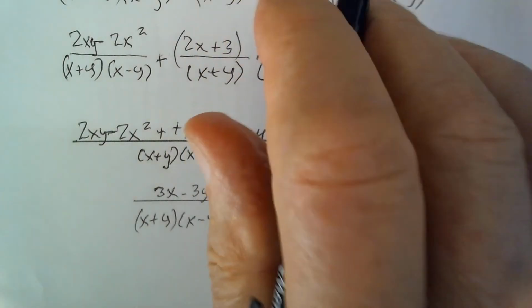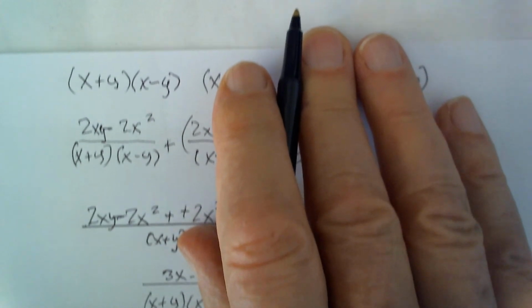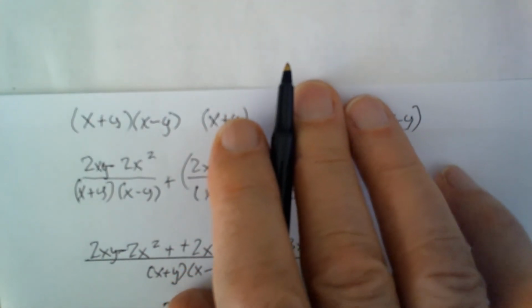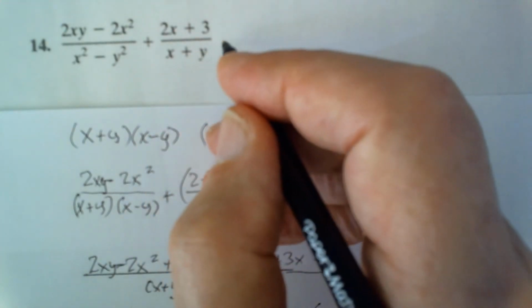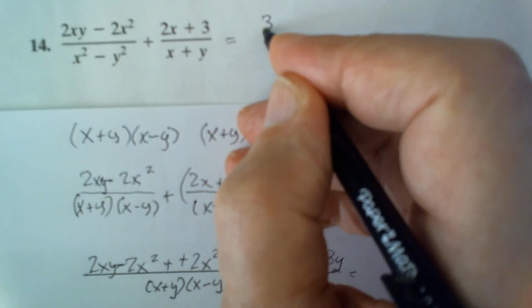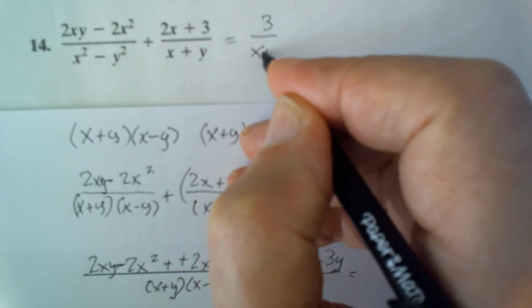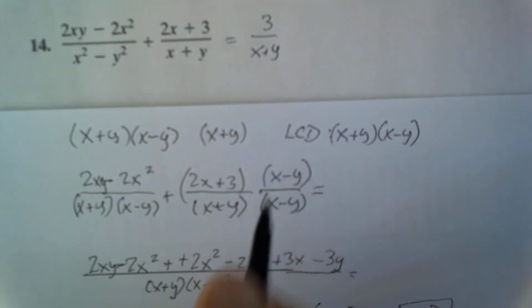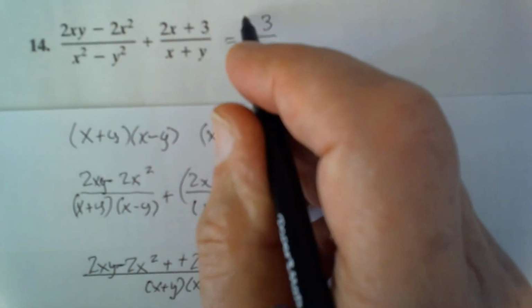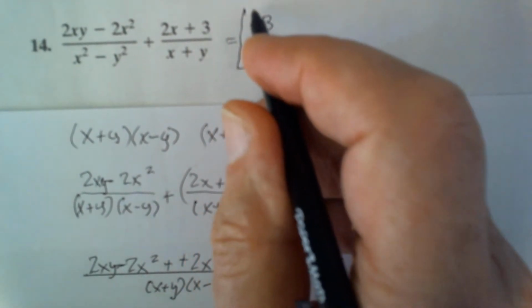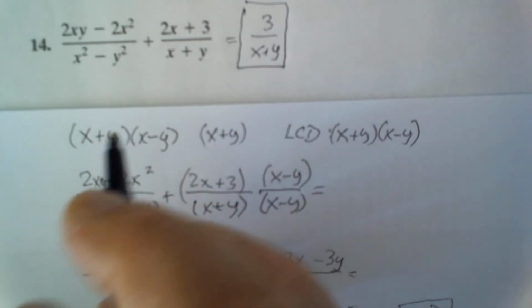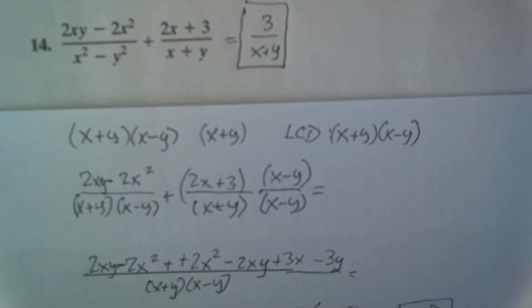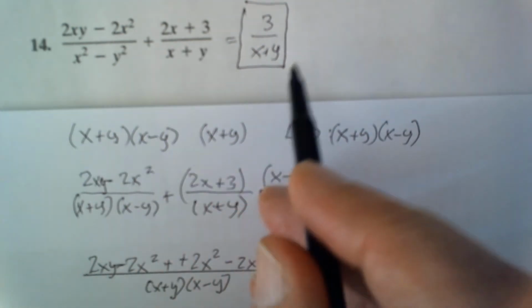So that's the answer to exercise number 14. It's equal to 3 divided by x plus y. And again, one way to find out if that's really correct is to substitute some numbers for x and y, like 2 and 3 or something like that, and make sure that these two expressions are equivalent.